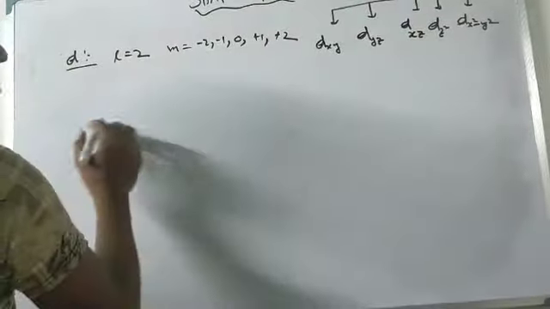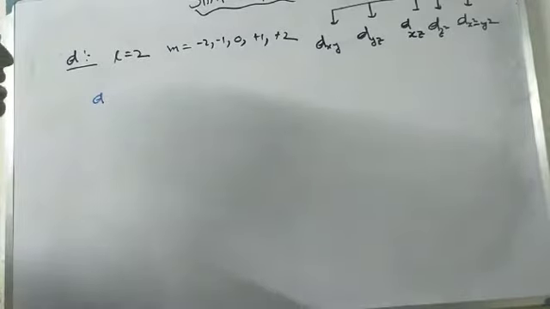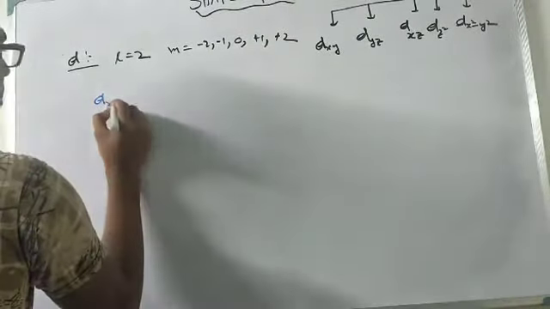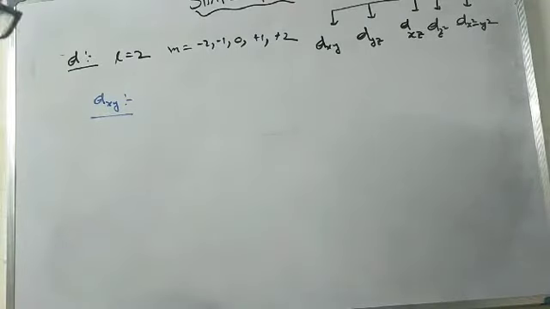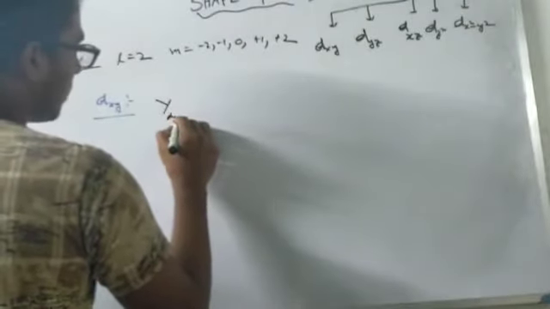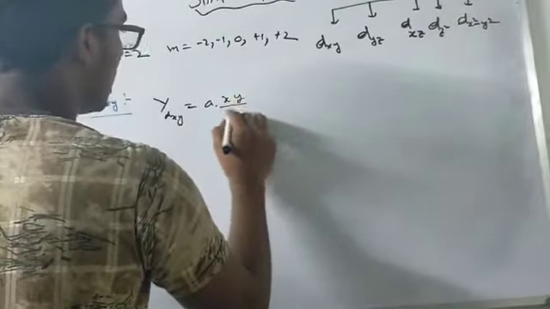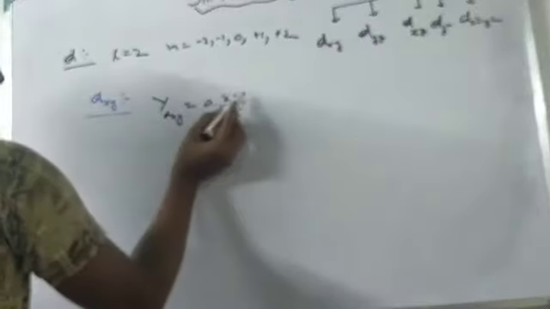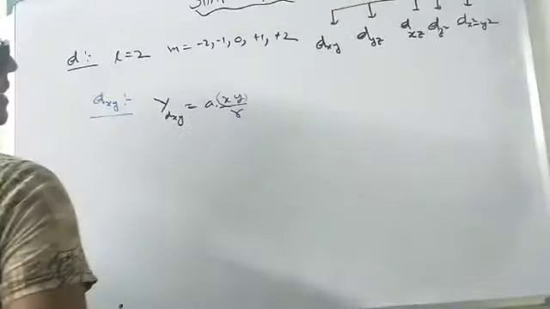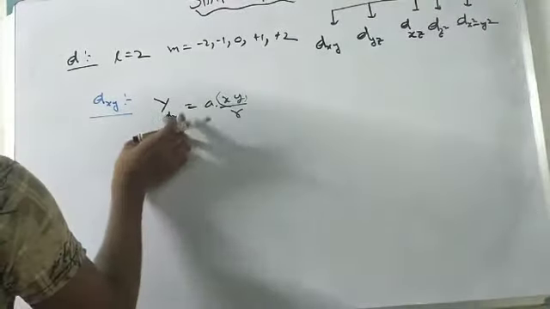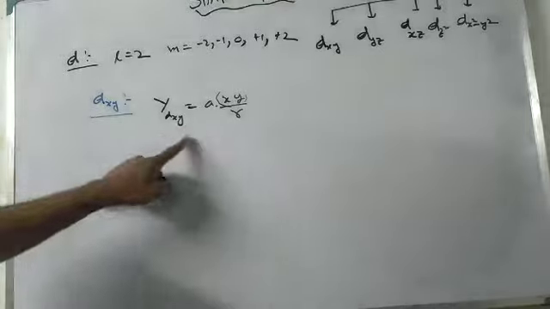So in case of d, first start with dxy. Why do we call this dxy? Because if I write the angular wave function for dxy, it is a constant times xy upon r. That means as the wave function depends on the values of x and y, this wave function is written as x into y.